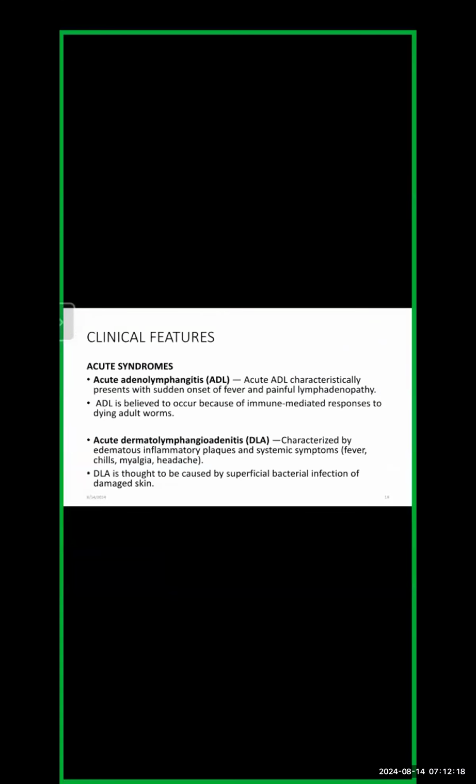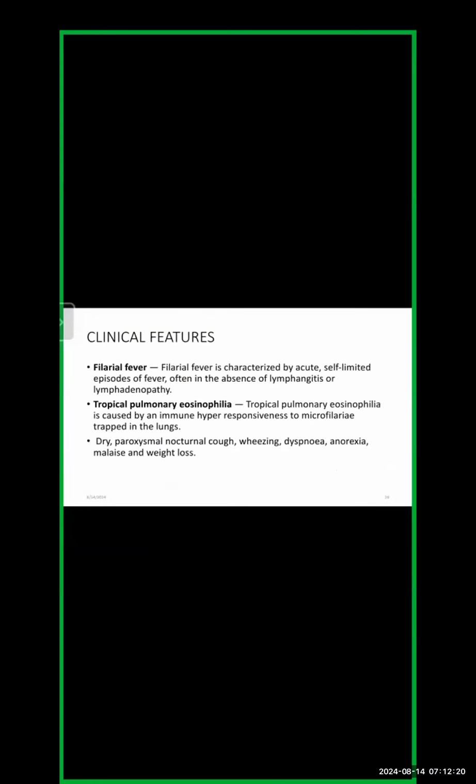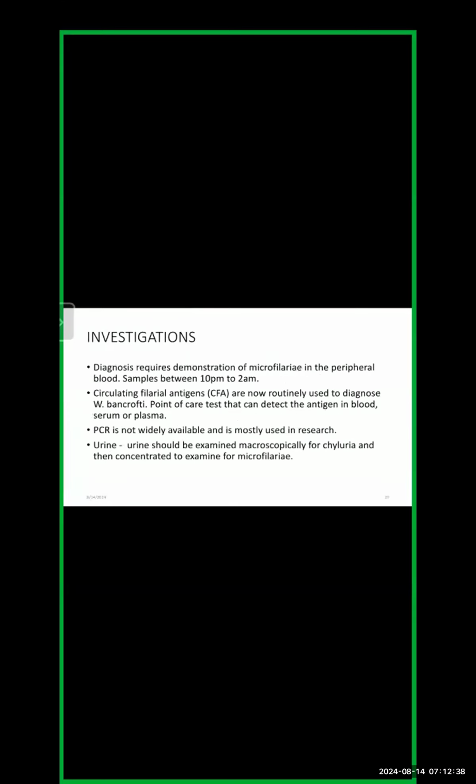So we talked about the various acute syndromes. The other ones include the filarial fever and tropical pulmonary eosinophilia, which is caused by the immune hyperresponsiveness to the microfilaria trapped in the lungs. So you can have dry paroxysmal cough, wheezing, dyspnea, anorexia, malaise, and weight loss.